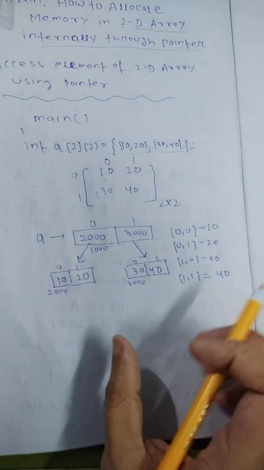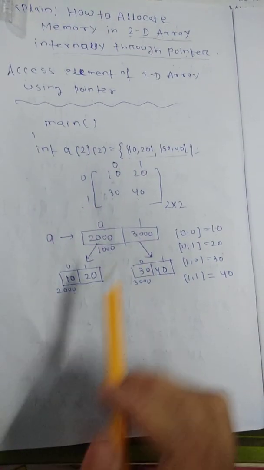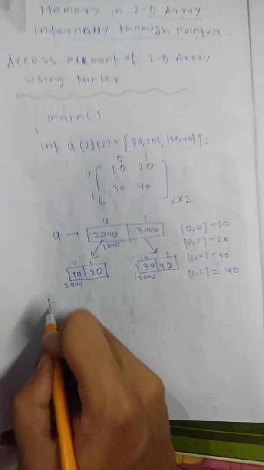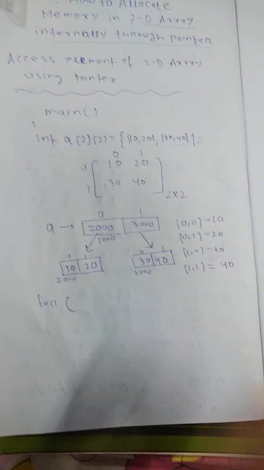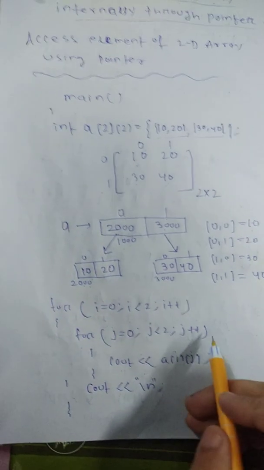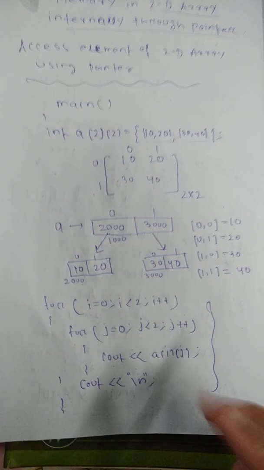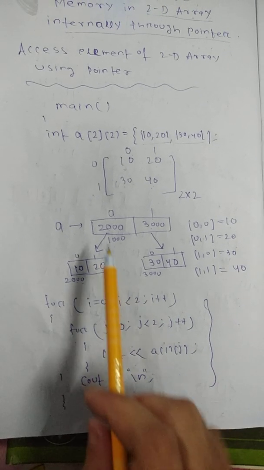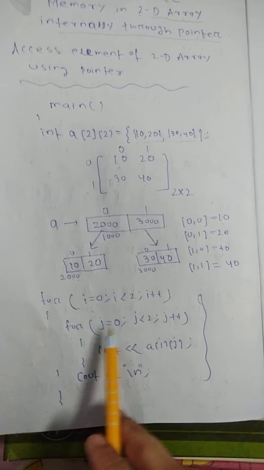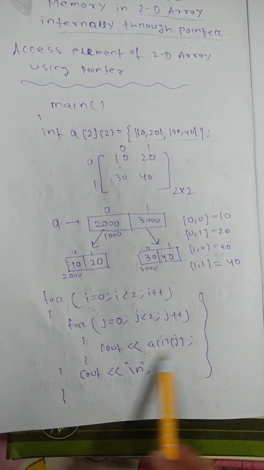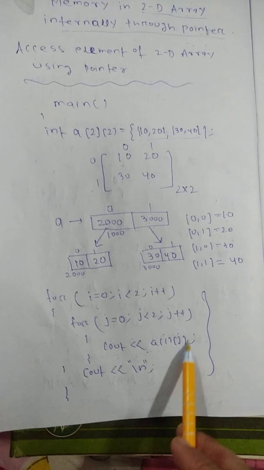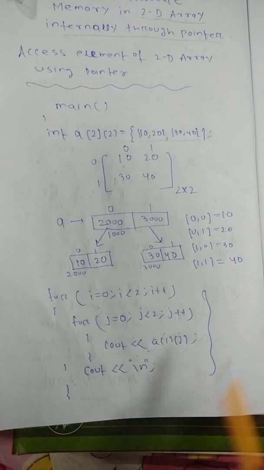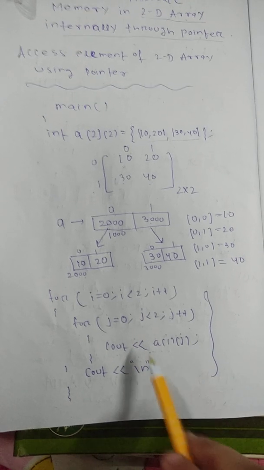So next, suppose I am printing the elements of this 2D matrix. Simply, what happens? I am taking a for loop. Here is the code, simple code to print the elements of this matrix. I am taking a loop i from 0 to less than 2, because two elements are there, 0 1. Next j from 0 to 2, then a[i][j] will access each element of the 2D matrix. Then cout and newline. So this is the code to print directly through the index.